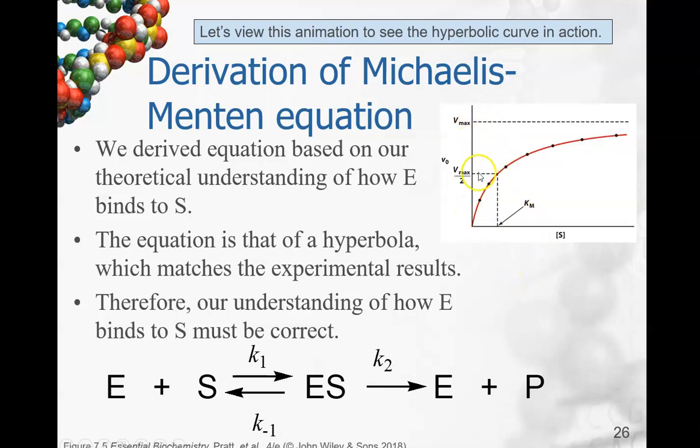The other thing I can do is define Km, so that's the B term in my Y equals AX over B plus X. So if I go to 1/2 Vmax, draw a line down, draw a line over, and draw a line down, I'll get the value of Km.